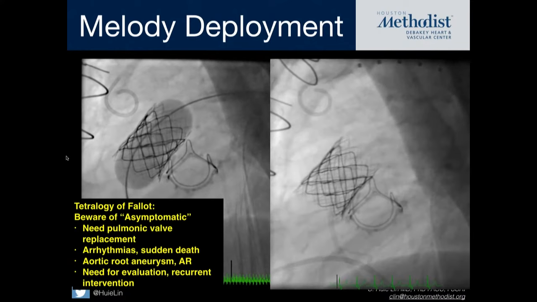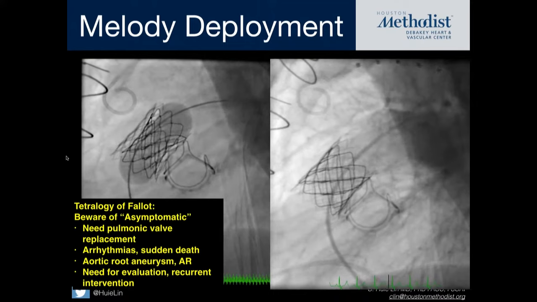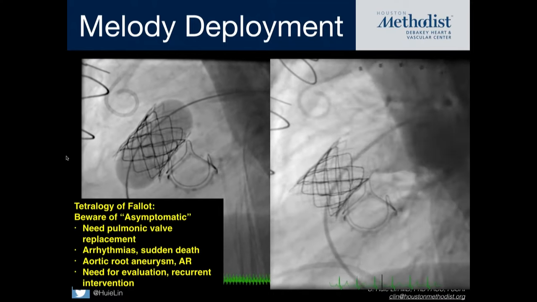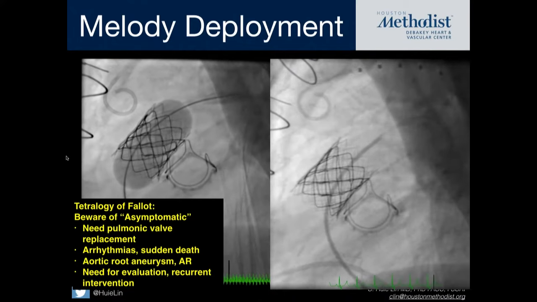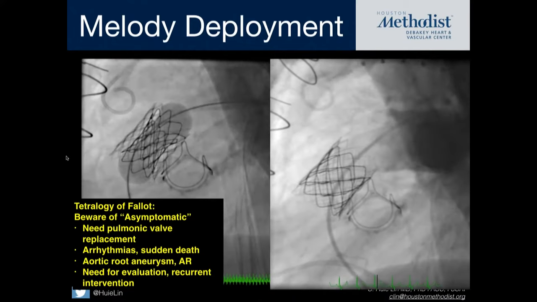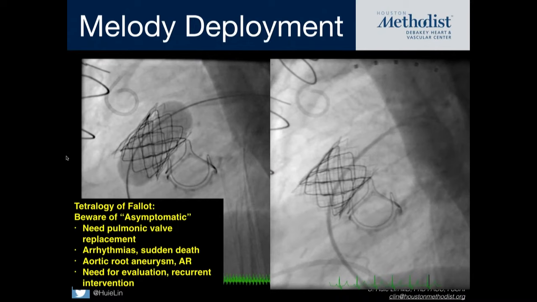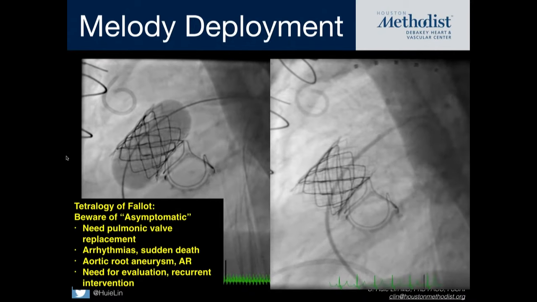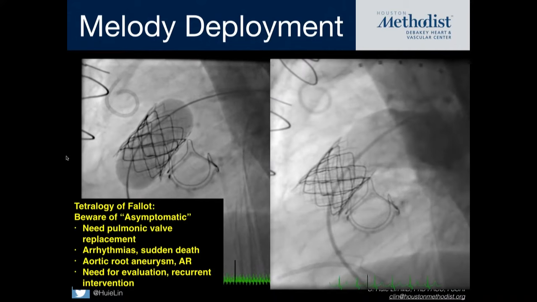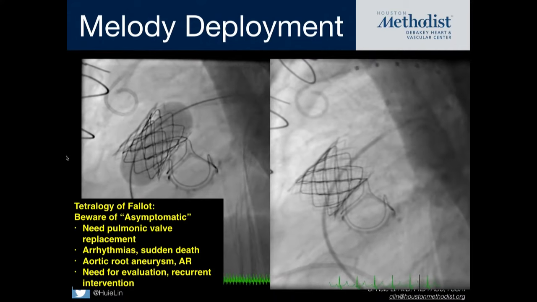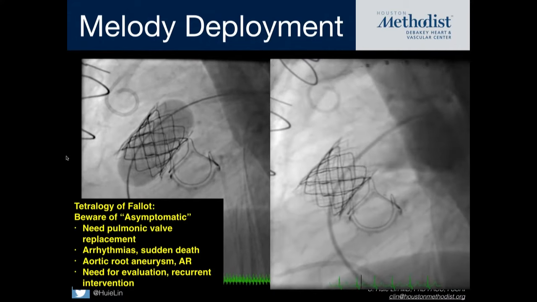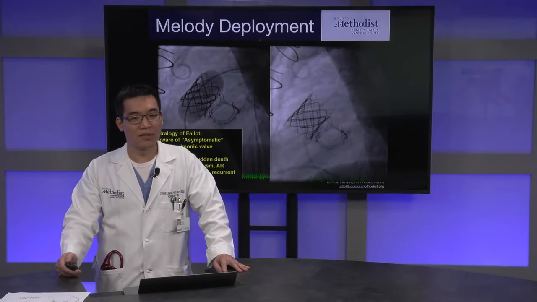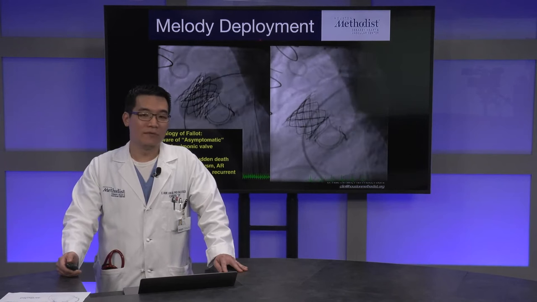Additionally, for those who have had long-standing pulmonic valve regurgitation and severe RV enlargement, those patients are at risk for ventricular arrhythmias and even potentially sudden cardiac death. One of the less commonly stated issues that these patients often encounter is the development of an aortic root aneurysm and even aortic regurgitation. And so these patients continue to require recurrent evaluation and potentially intervention. And so these are some of the most common patients that we typically see in cardiovascular imaging.